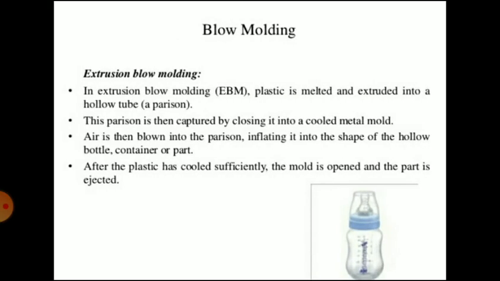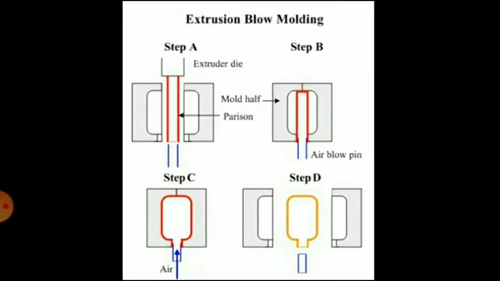In extrusion blow molding, plastic is melted and extruded into a hollow tube called a parison. This parison is then captured by closing it into the cooled metal mold. Air is then blown into the parison, inflating it into the shape of the hollow bottle, container or part. After the plastic has cooled sufficiently, the mold is opened and the part is ejected. So this is the process.